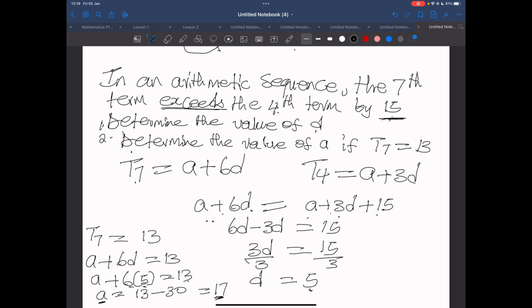Right, so that is another example of using the general term. Now we know when and how to use the general term. Let's meet in the next module where we will be looking at summation.